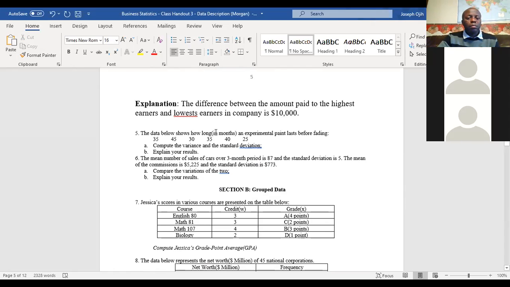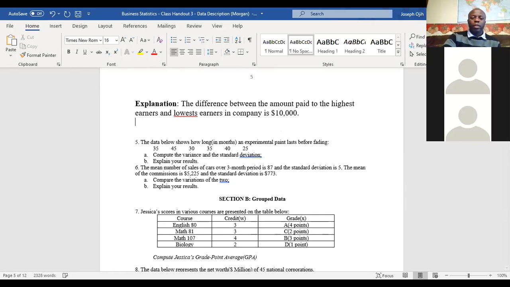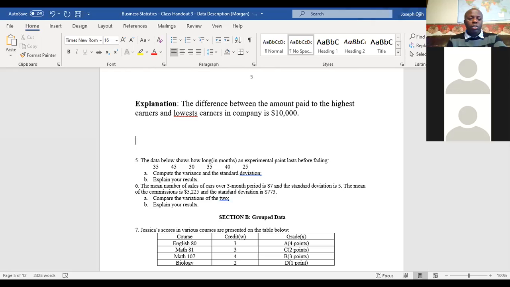Now, so this is a range. Like I say, this is the easiest to calculate. Now, let's look at the ones that are more challenging, which are the variance and standard deviation. Remember, all these are for ungrouped data. We haven't got to grouped data yet. That one we will be doing next week.